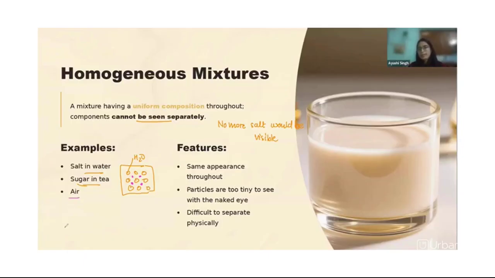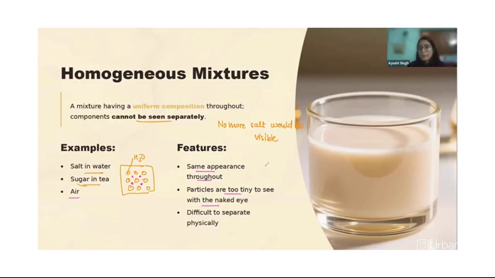Okay, air is also an example of a homogeneous mixture. What would be the features? Features would be same appearance throughout. So throughout the whole cup or glass or whatever you are stirring everything in, you will see the composition of a homogeneous mixture would appear the same. Particles are too tiny to see with naked eyes.